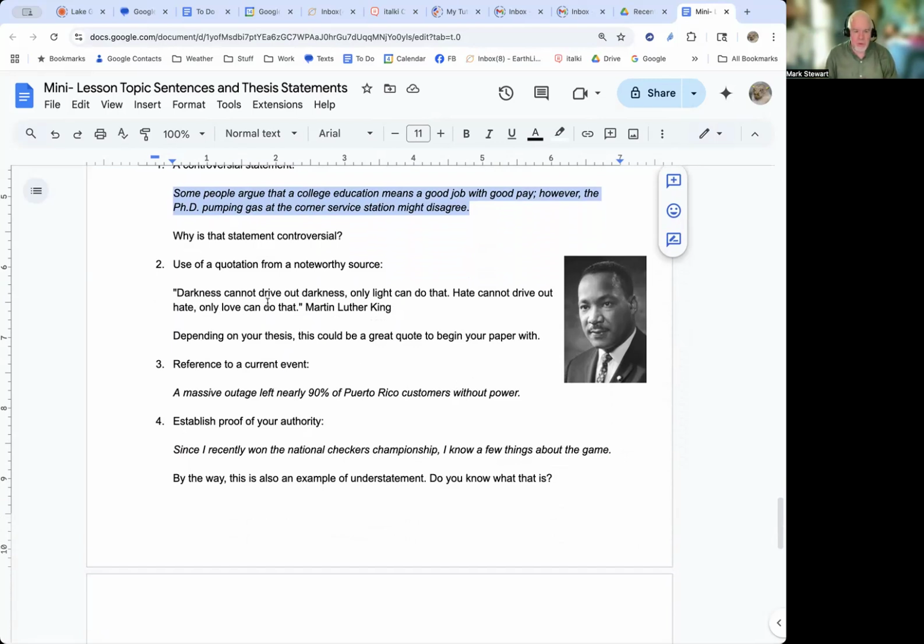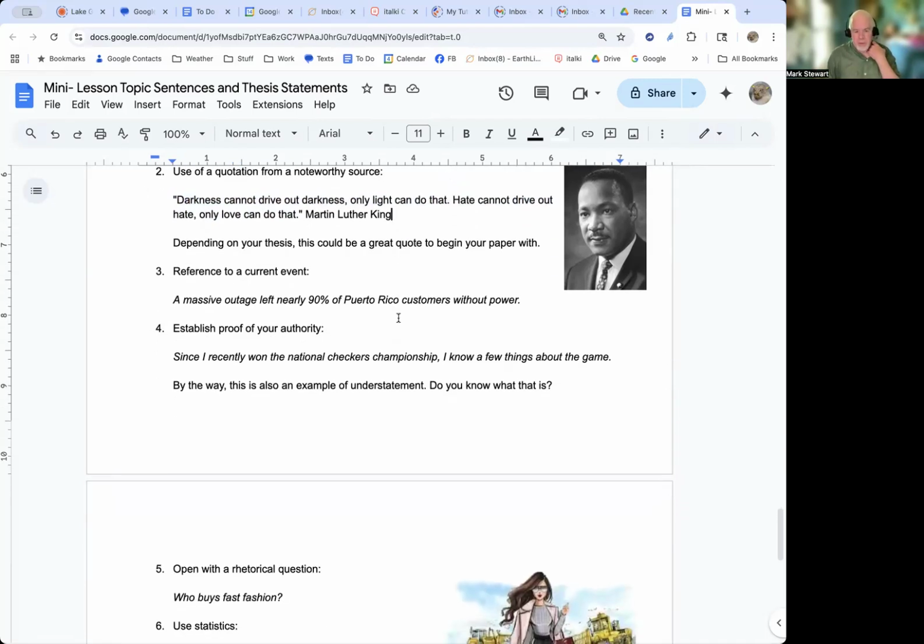All right. So the one I suggested was: darkness cannot drive out darkness. Only light can do that. Hate cannot drive out hate. Only love can do that. Martin Luther King, right? I didn't start with Martin Luther King. I started with the statement because you want drama. You want to try and, what is this guy talking about? Or this girl, right? You do want to give credit to the person that the quote came from, but start with a quote. Okay.